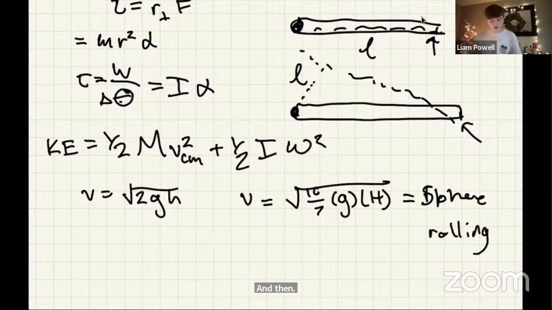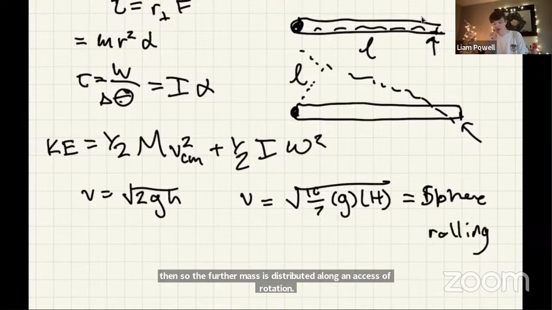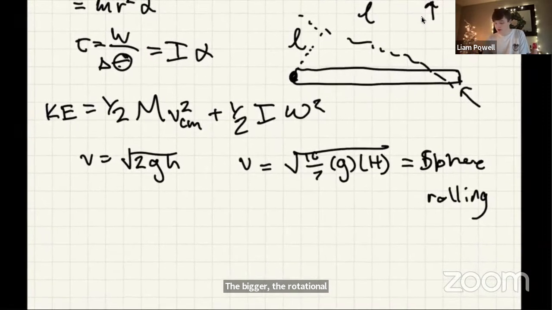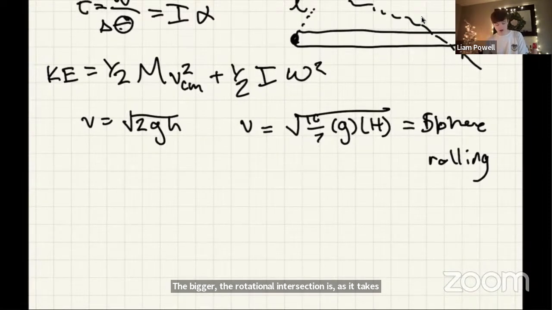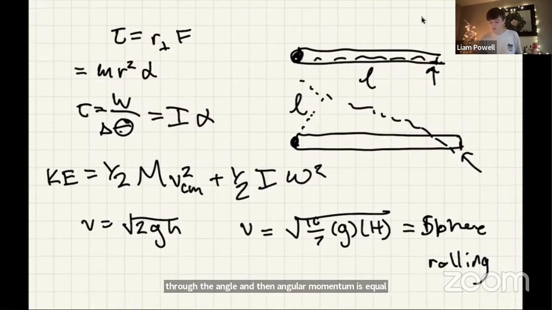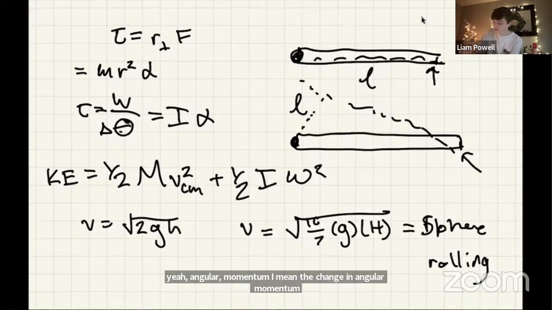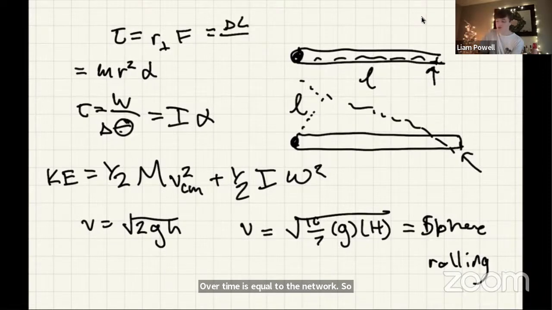So the further mass is distributed along an axis of rotation, the bigger the rotational inertia is, as it takes more force to move it as the lever arm gets bigger. And then torque does work as it moves through the wheel through the angle, and the change in angular momentum over time is equal to the net torque. So change in angular momentum over change in time. And then angular momentum is equal to moment of inertia times omega.